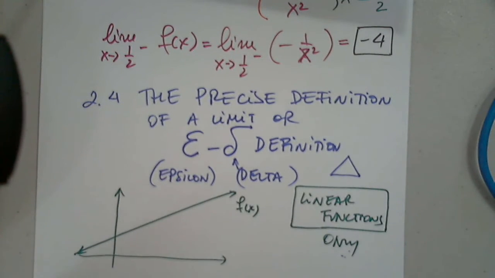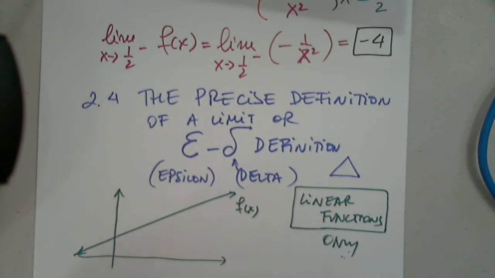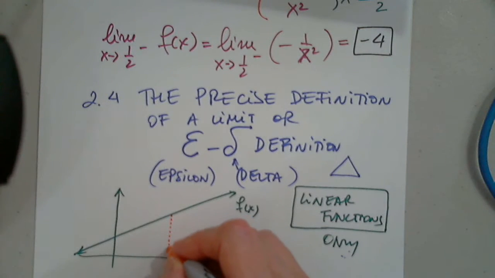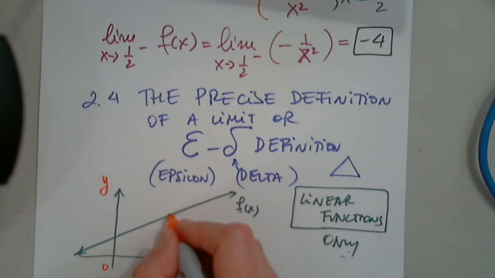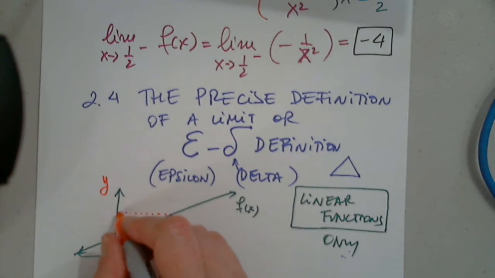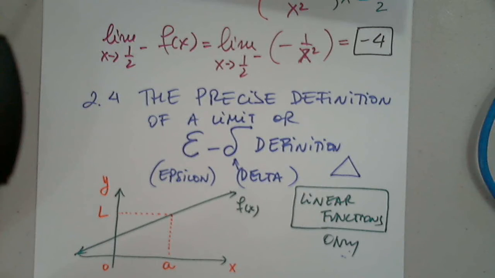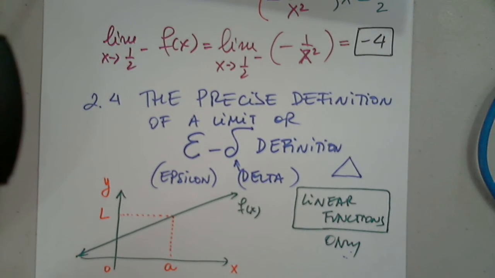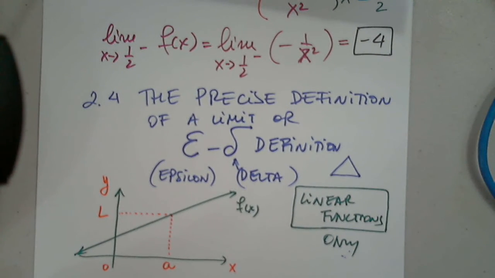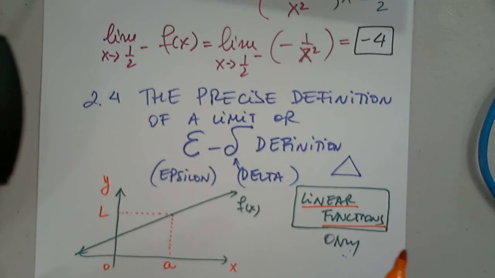F of x. And this is a, of course this is x, and this is y, and this is L. You may see other functions in WebAssign, or we're going to look at other functions, but the full proof only for linear functions, okay? But we may have other situations, but that's not the full proof.